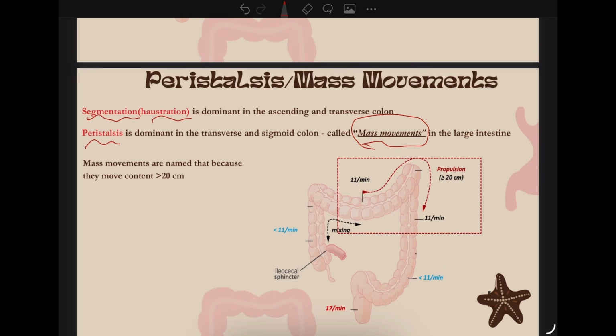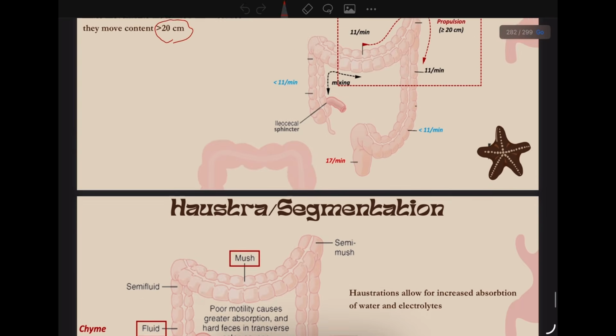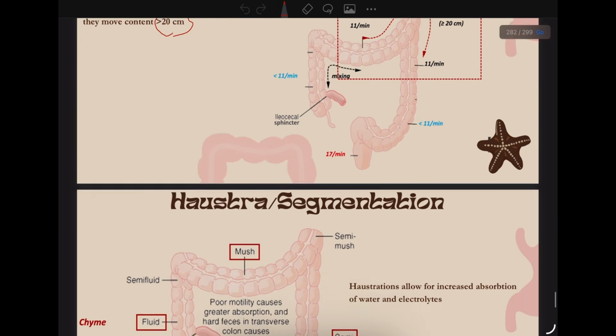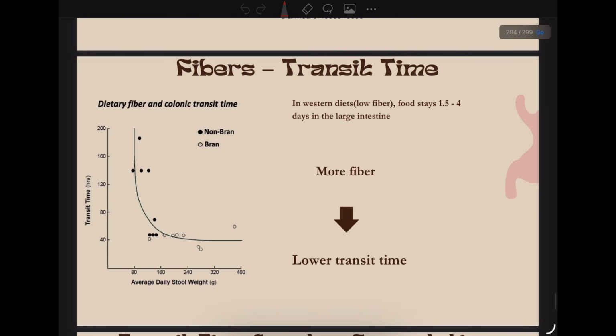In the large intestines, the movement is happening by 20 centimeters per movement. Can you imagine that? So we are moving 20 centimeters of material with each one of these mass movements. And it's happening 3 to 4 times a day. So only 3 to 4 times a day, and it's enough to empty this large intestine. Can you imagine? SubhanAllah.